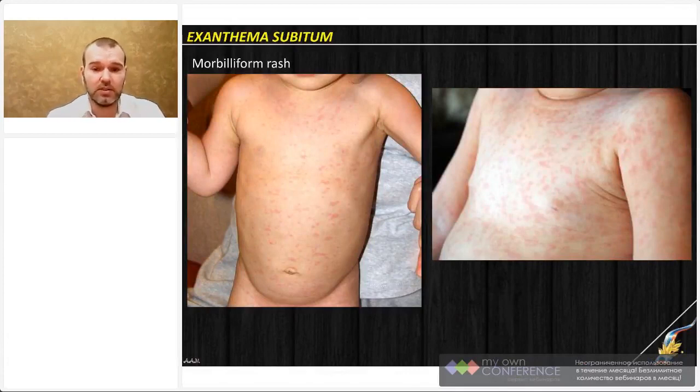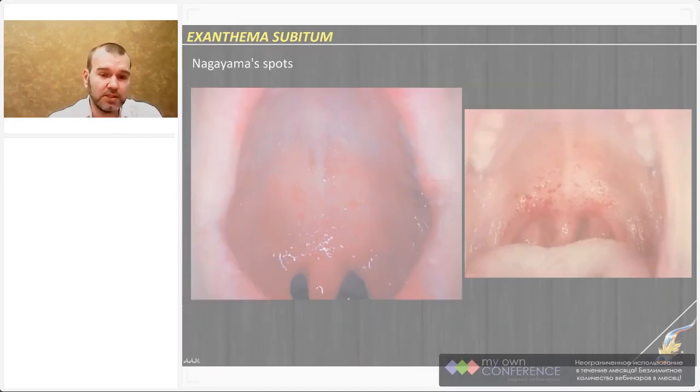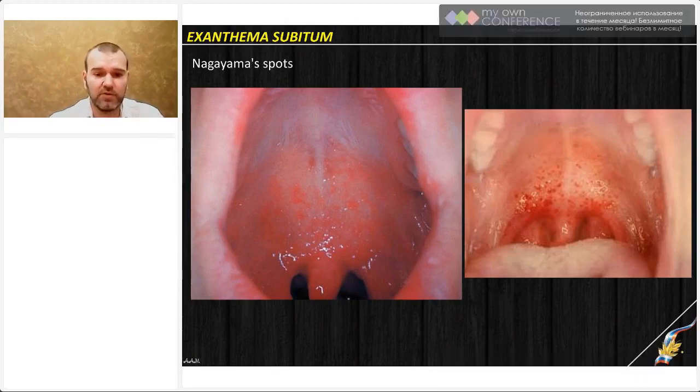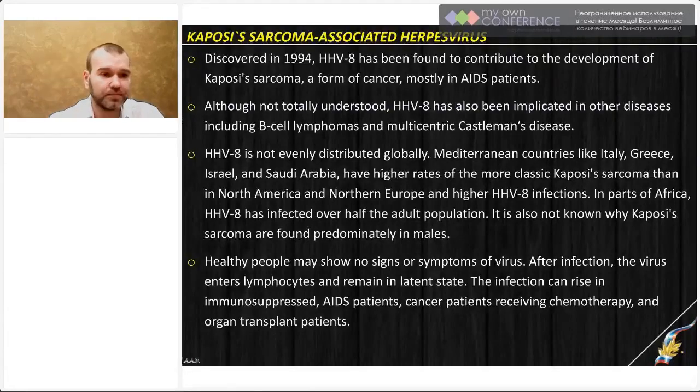So that is the rash which appears on the skin. In some ways it resembles measles, but actually it's less bright. It is usually pale and pinkish in color. The elements are not merging as in the case of measles, and it's easier to differentiate the disease by the appearance of the rash elements. And Nagayama spots appear as pale pink or, in some cases, red small dots in the mucosa of the soft palate. Again, if you identify that type of rash, it is for sure herpes virus 6, because no other diseases at kids' age can manifest in the same manner.